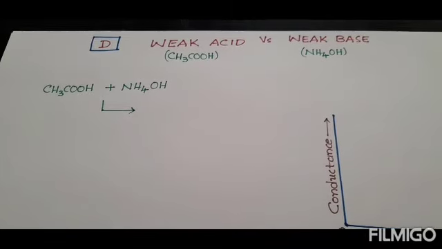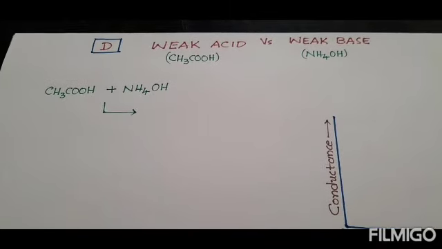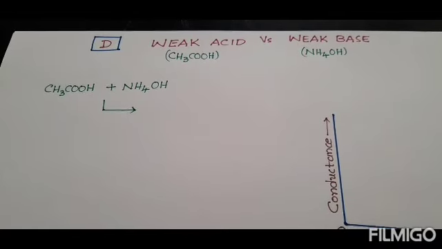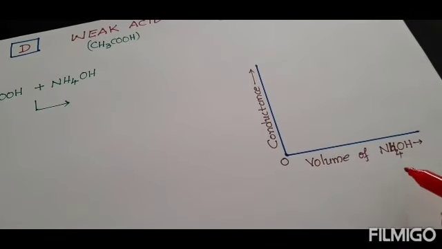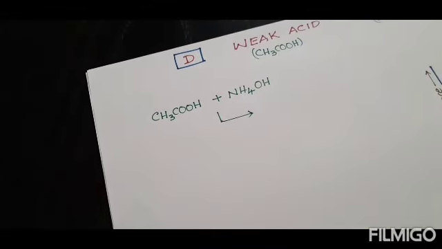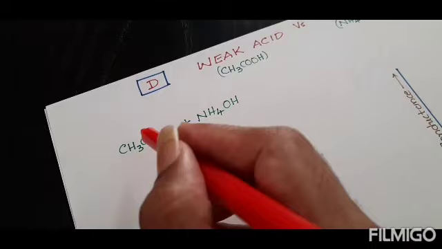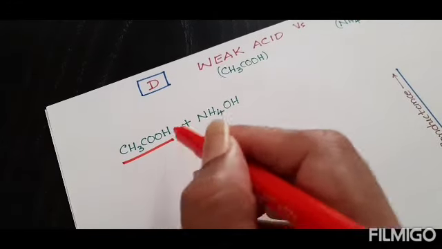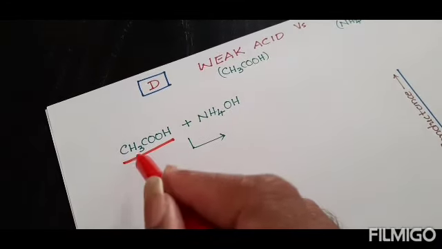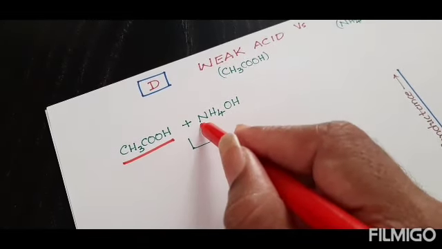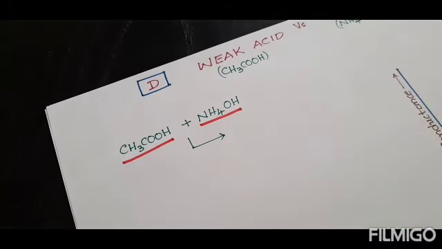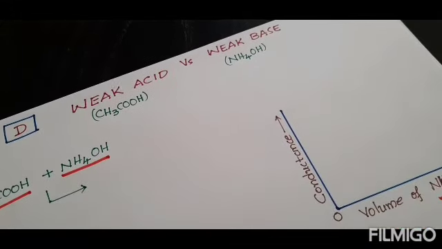Yes, students, now I am taking weak acid versus weak base. Here the titrant is NH4OH. That means I am adding NH4OH solution to the CH3COOH. This CH3COOH is a weak acid. Because of its weak ionization, very few ions are there. NH4OH is a weak base. It also has very few ions.